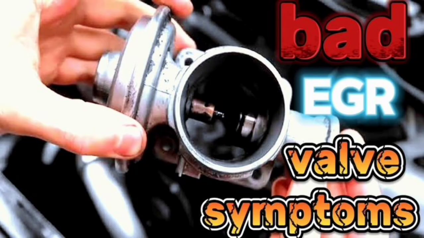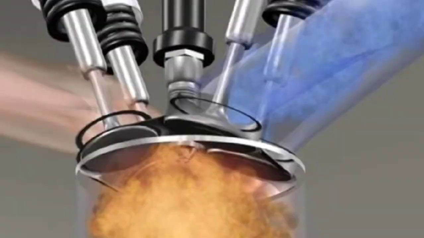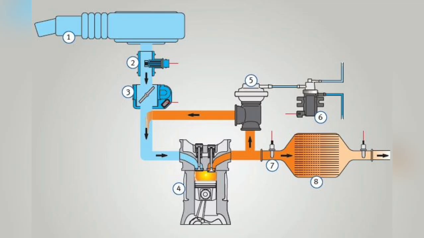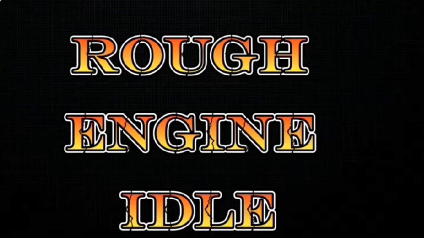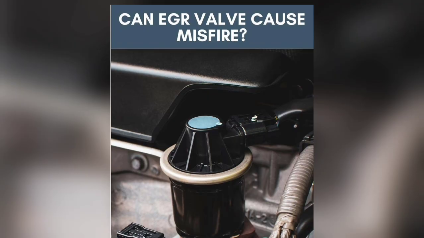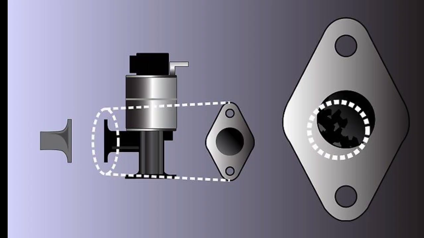Number 8. Bad EGR (exhaust gas recirculation) valve. The EGR valve helps reduce nitrogen oxide emissions by recirculating a small amount of exhaust gas back into the combustion chambers. A faulty or clogged EGR valve can cause rough idling, engine misfiring, and the check engine light to come on. What to do? Clean or replace the EGR valve.